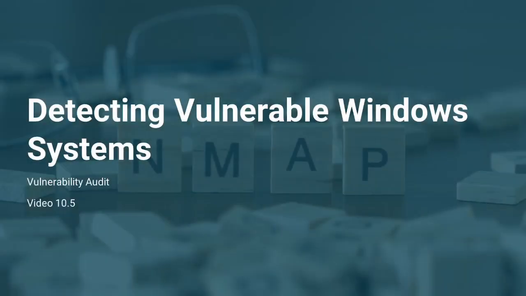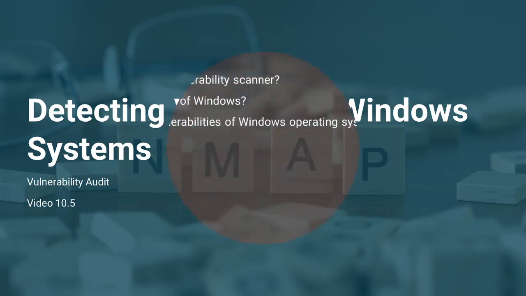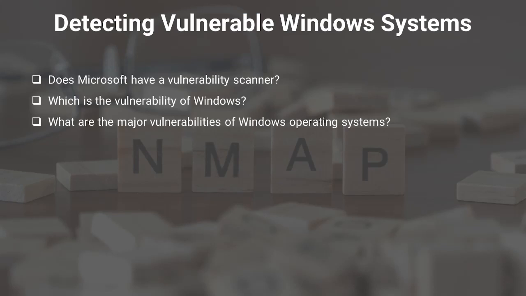Alright folks, welcome back to another video from section 10, vulnerability audits. In this video we're going to talk about detecting vulnerable Windows systems. This is the last video from section 10, video 10.5. As always, we're going to answer some questions about Windows vulnerabilities. In the previous videos we talked about scanners, and I'm going to show you one of them that I have, and talk about famous Windows vulnerabilities and give an overview of them.